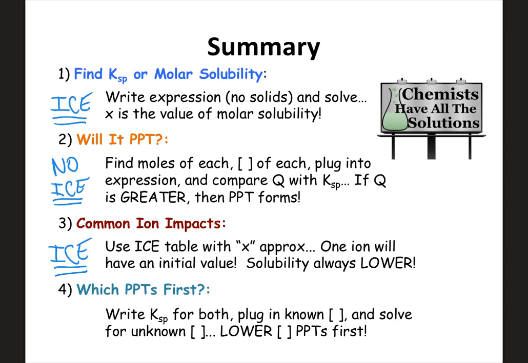And then the last type here is a which-precipitates-first problem. Again, this type has no ice tables involved, okay? You write the Ksp for both possible precipitates, plug in your values, solve for your unknown concentration, and the unknown that has a lower concentration would be reached first and therefore precipitate out first. So those are generally the types of problems we will see involving equilibrium with solubility and Ksp.